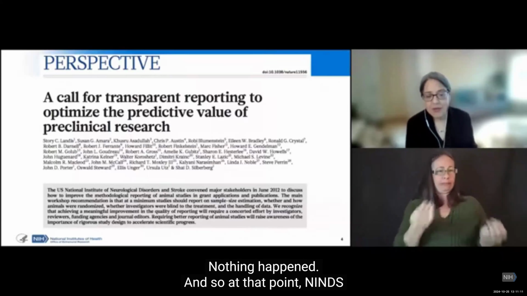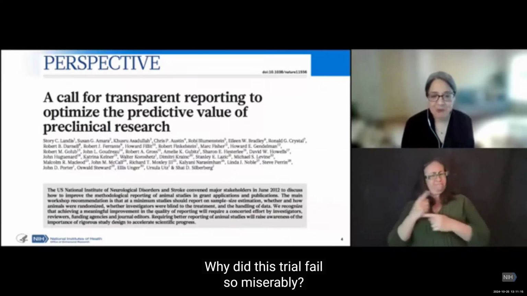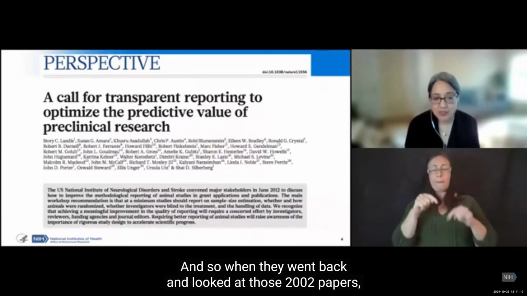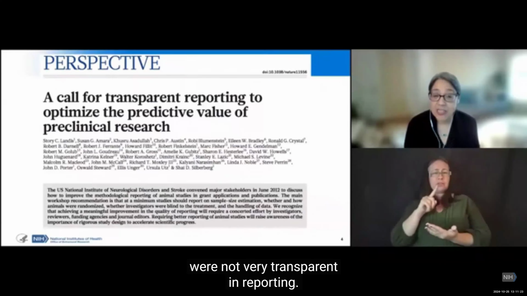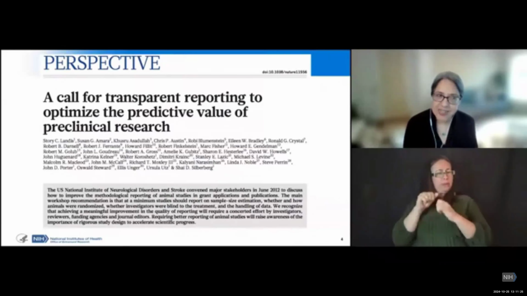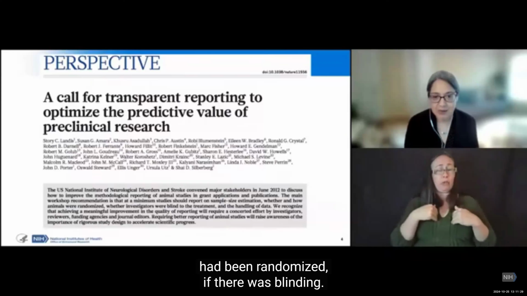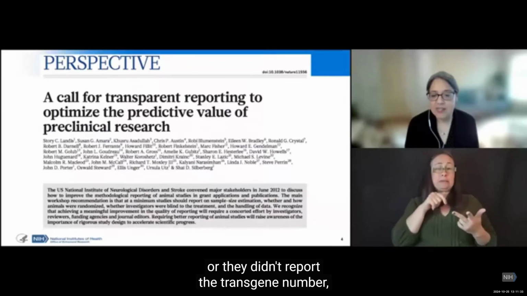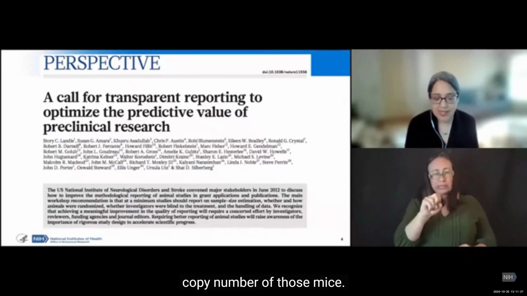And so at that point, NINDS decided to go back and try to figure out what happened, why this trial failed so miserably. When they went back and looked at those 2002 papers, they found that a lot of those papers were not very transparent in reporting. They didn't indicate whether or not the animals had been randomized, or if there was blinding. In some cases, they didn't report the sex of the animal, or the transgene copy number of those mice. So there were some issues there.